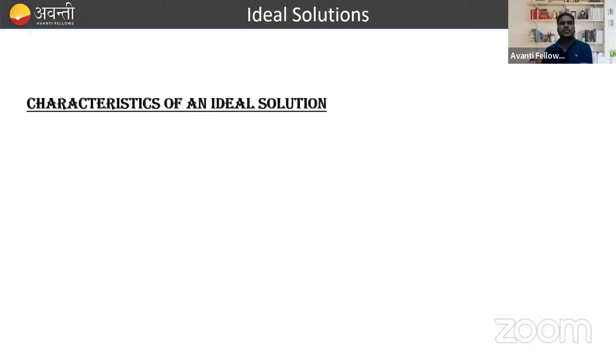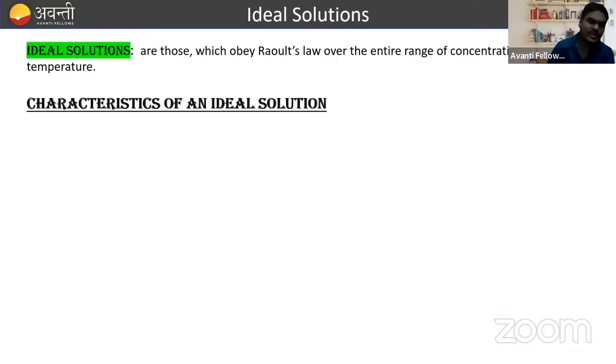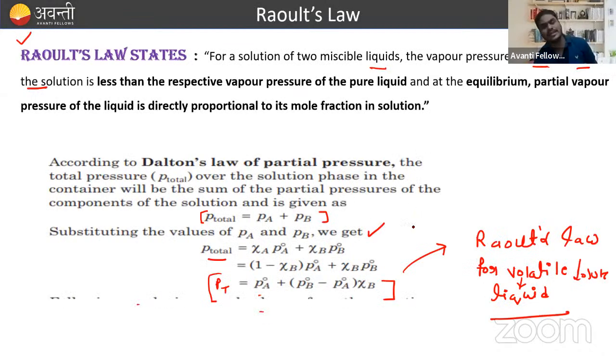Okay, now what is an ideal solution, beta? If someone asks what is an ideal solution, according to Raoult's law, you can define which solution is ideal and which solution is non-ideal. So ideal solutions are those which obey Raoult's law over the entire range of concentration. It means the total pressure comes out to be this, that is P naught A plus P naught B minus P naught B into XB.